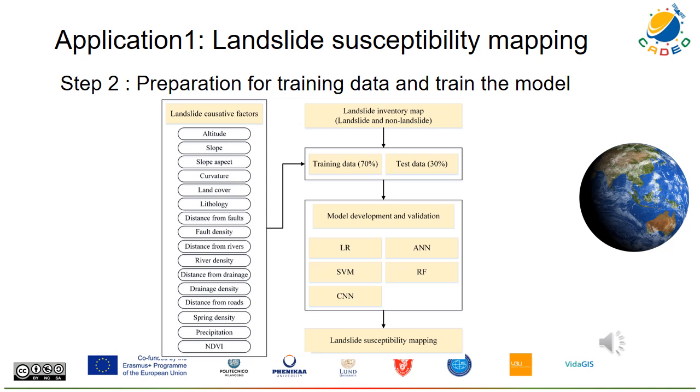The second step is to prepare data for training the model. In this study, here are the features selected to train the model for landslide susceptibility mapping. Here we split the features and labels into training data and test data. Here we can see the labels include landslide and non-landslide. And here are some models that are used for classification.